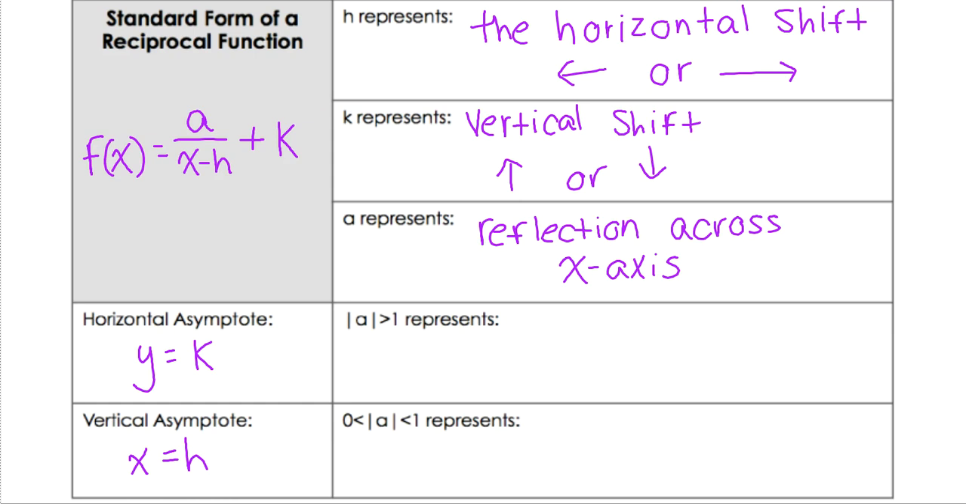If it's negative, that A value also tells us about that stretch or compression. So remember, if A is bigger than 1, that is a vertical stretch. And if the A is between 0 and 1, so it's some fraction or decimal less than 1, but still in the positive numbers, that's a vertical compression. So that shrinks it closer to that origin value.